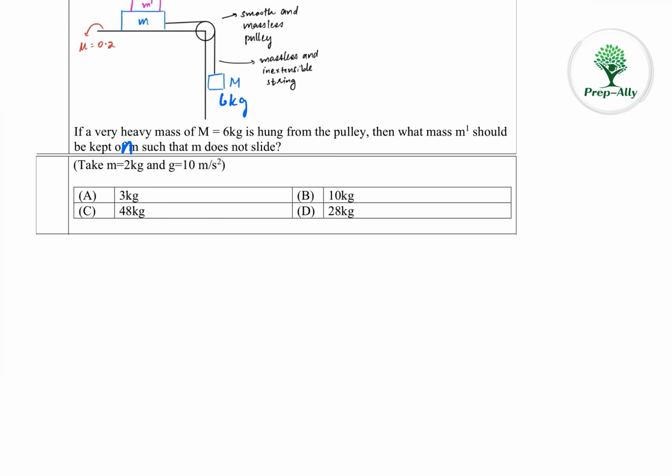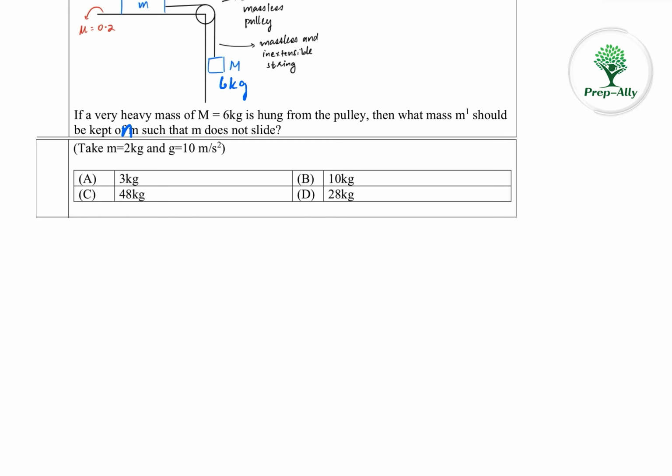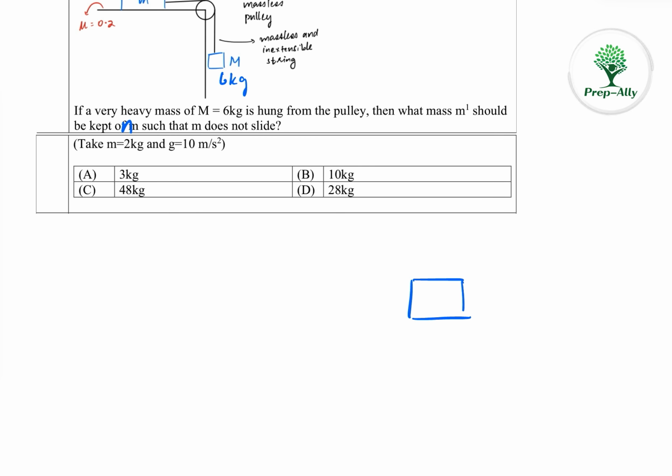Right, let us draw the FBD of each block. So we have 6 kg block here. Obviously its weight acts vertically downward, 6 into 10, 60 Newton. We have corresponding tension acting vertically upward.